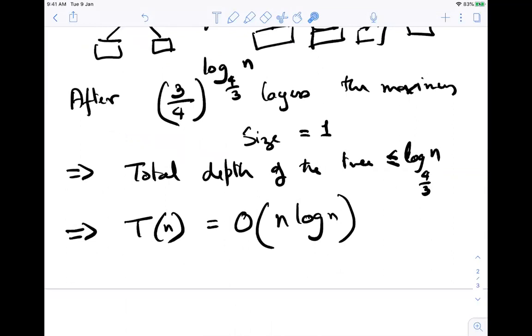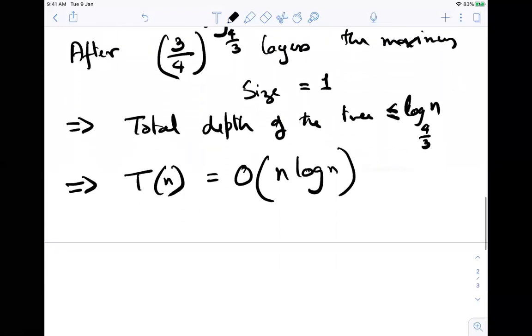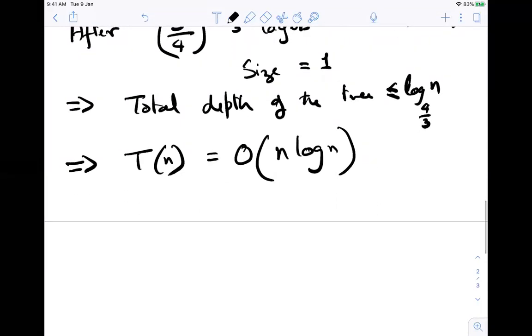But now, you guys tell me, how can you analyze the randomized algorithm? So what is the expected value of T of n?